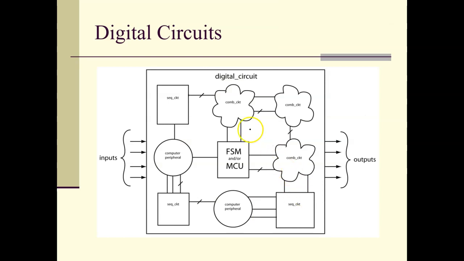So in the end, what I have here is a bunch of blocks: combinatorial blocks, computer peripherals, sequential blocks. They're all under the control of something. For us in this class, it's going to be a state machine. For you in a later class, it's going to be a microcontroller. And I think that's it. I hope this helps. Ask me questions if it doesn't.